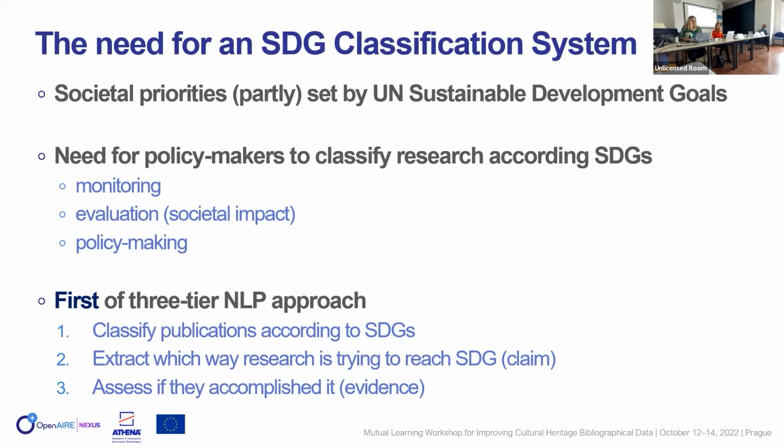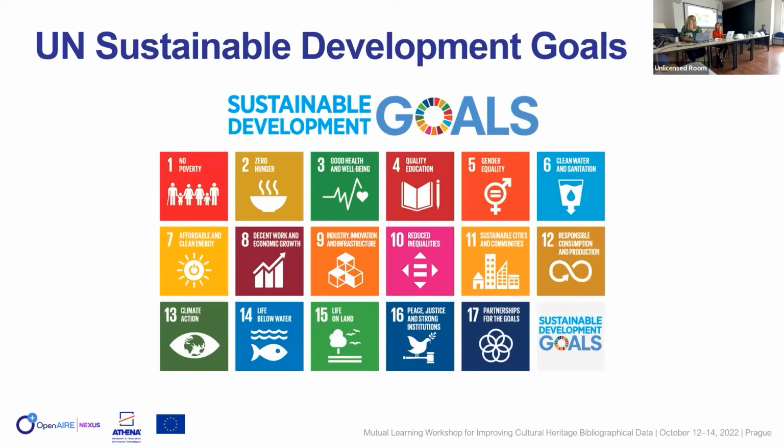So we see the SDG classification system as the first step of a three-tier approach. The first step is to classify publications according to SDGs. The second step will be to extract which way the research is trying to affect the SDG, so that would be the claim. And the third step would be to assess if it's actually accomplished, so if the SDG was actually helped. That would be evidence. So we're working on all three, and today I'm presenting the first. These are the Sustainable Development Goals. You've seen them probably many times.